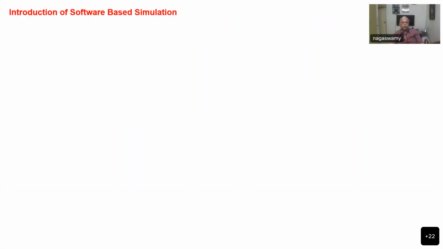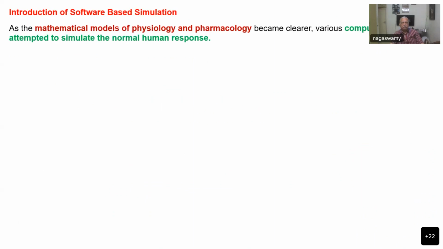Now, introduction to software-based simulation. As the mathematical models of physiology and pharmacology became clearer, they could improve on the software. So computer software attempted to simulate the normal human responses. This is the basis: the mathematical models of physiology and pharmacology became very, very clear. I don't know how many of you know about software, but you have to write the program. So that programming is mainly by mathematical means, and that was possible because of this particular improvement.